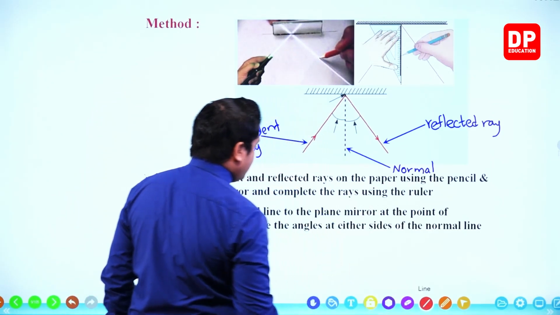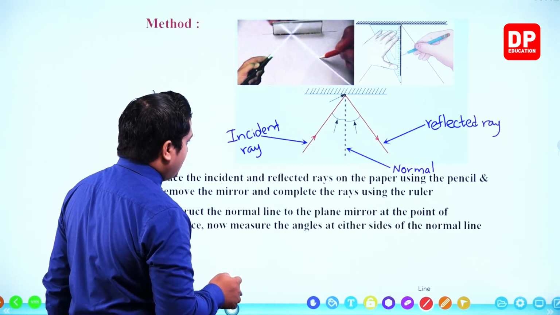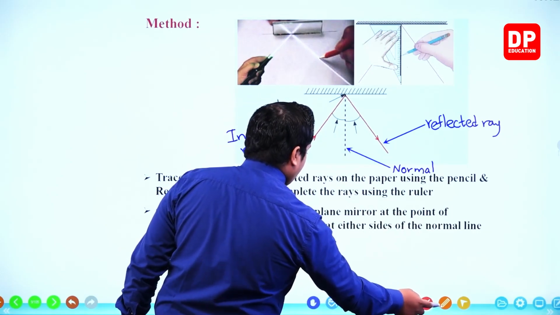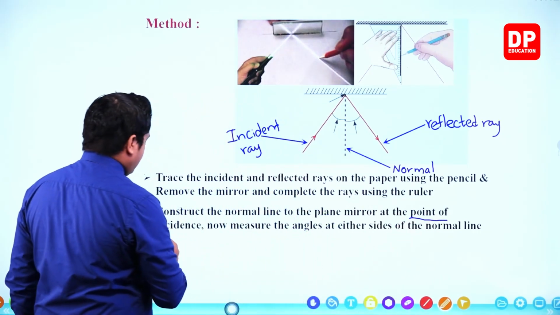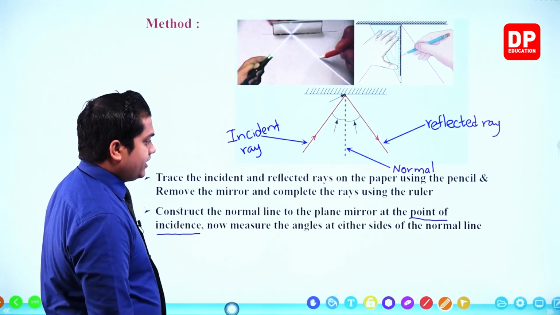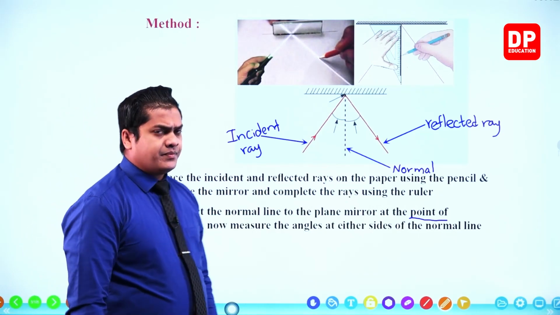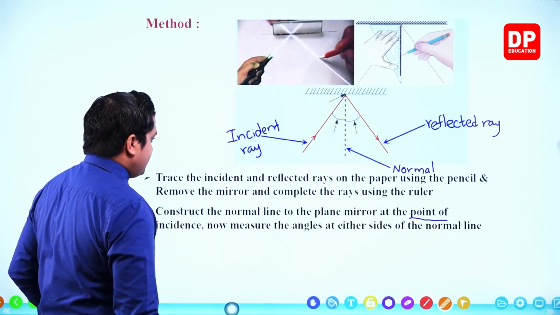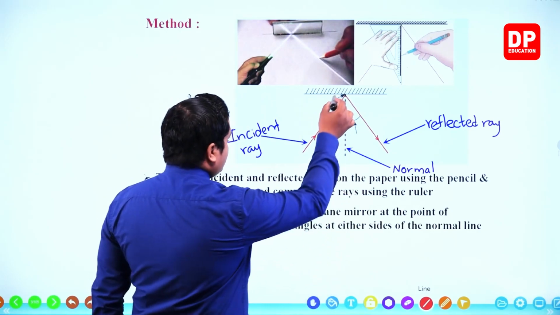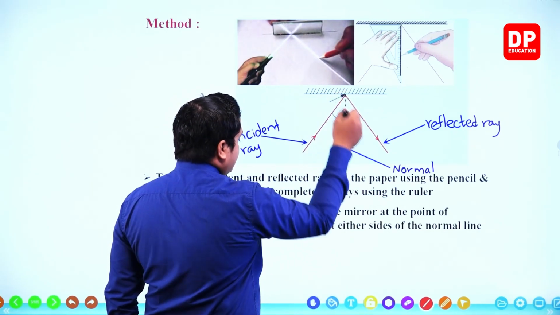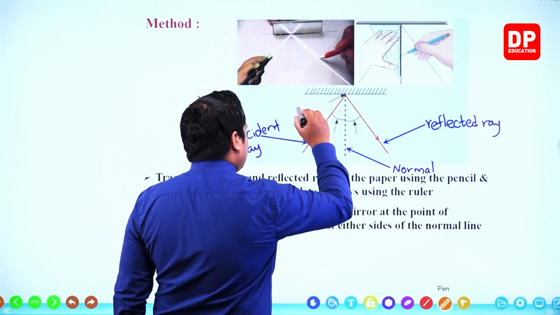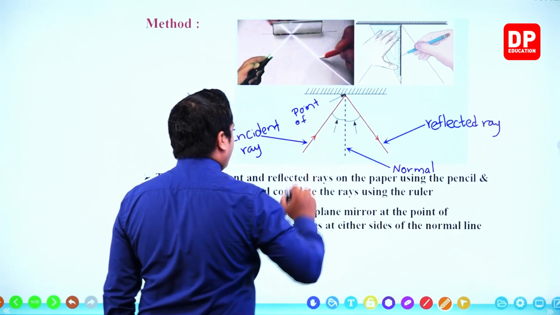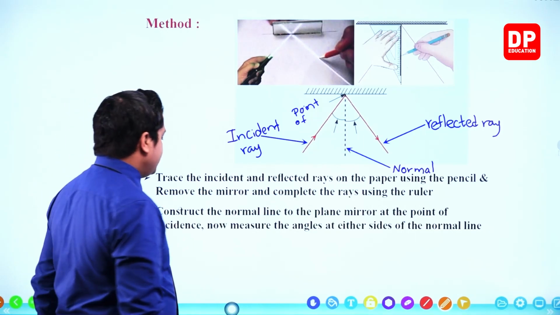Then we come across another special point over here, the point of incidence. What is that? It is also very simple, my dear children. That's the point where the reflection is going to happen. Over here you can observe it. This is the point where the reflection happens, so this is called the point of incidence.